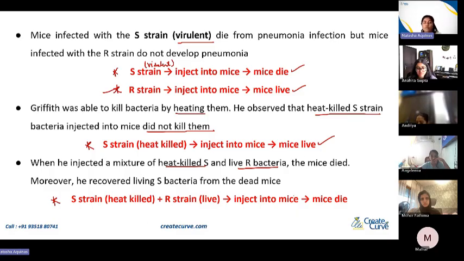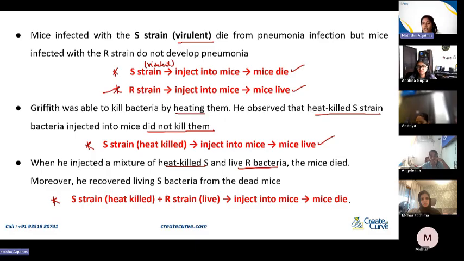You would usually expect that the mice should live. Reason being, the R strain was anyway not virulent, right? This was avirulent. He has also killed the S strain. So ideally the mice should live, isn't it?